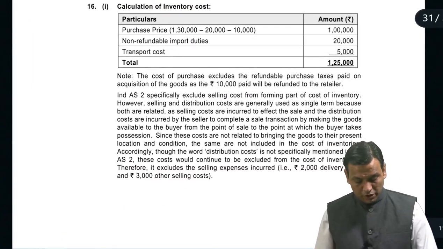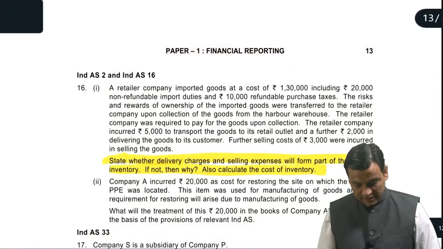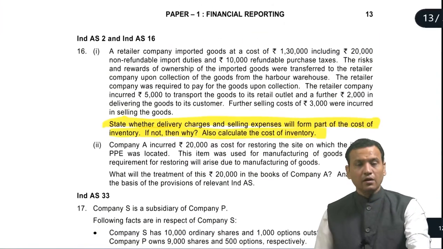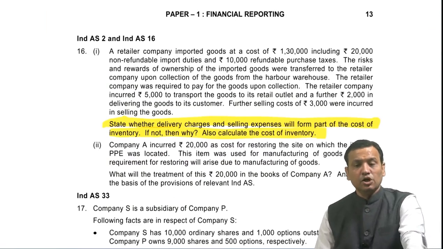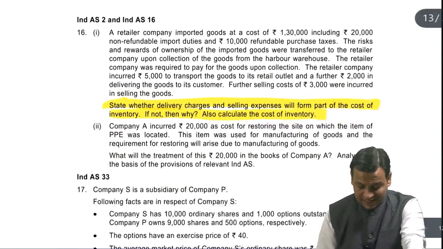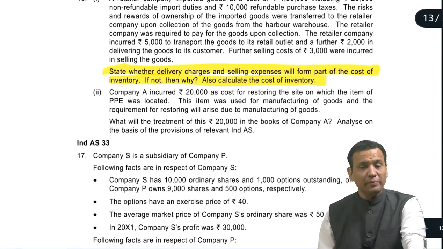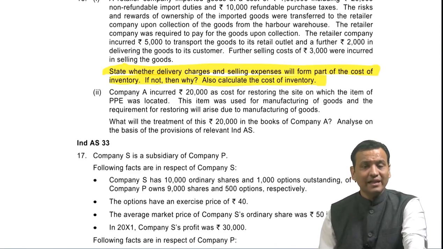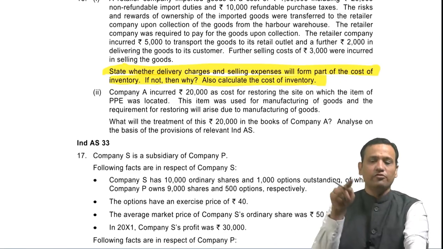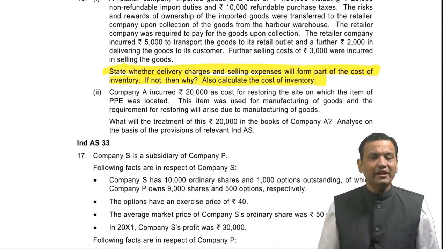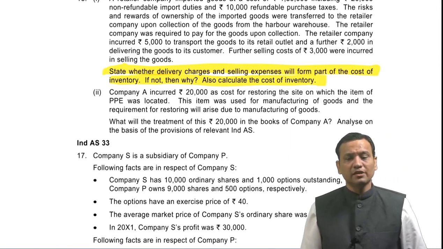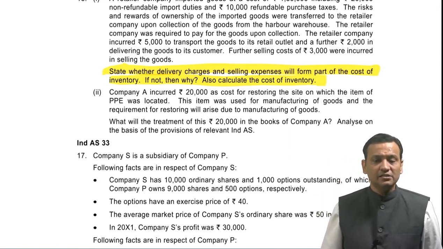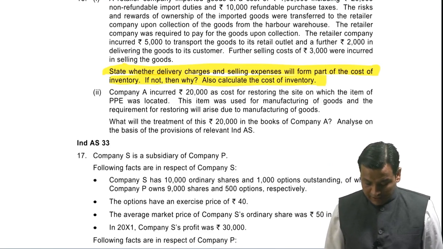Now, let us move on to the next area, that is 16. Company A incurred 20,000 as cost of restoring the site on which the item of PPE was located. This item was used for manufacturing of goods, and the requirement for restoring will arise due to manufacturing of goods. What will be the treatment of this rupees 20,000 in the books of Company A, analyzed on the basis of provisions relevant to Ind AS?